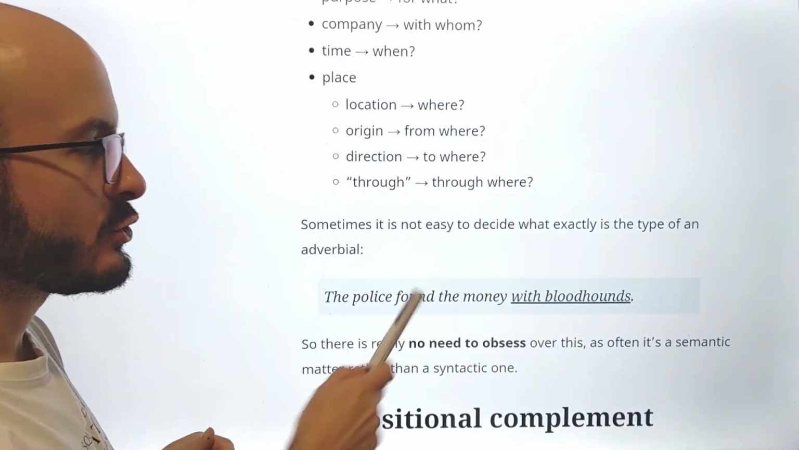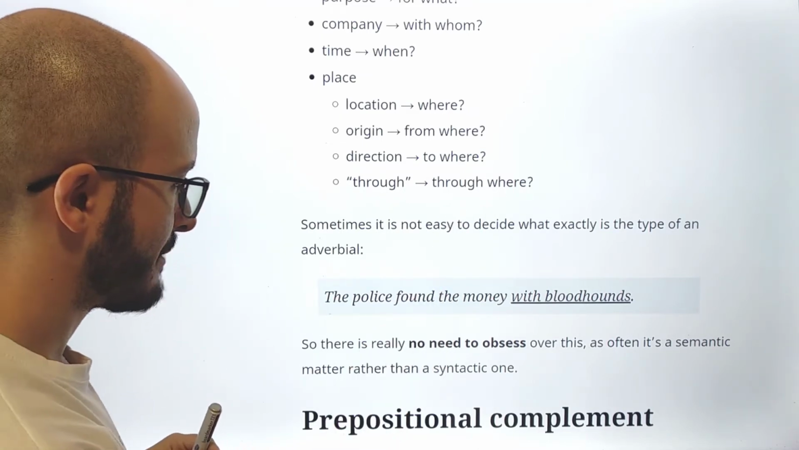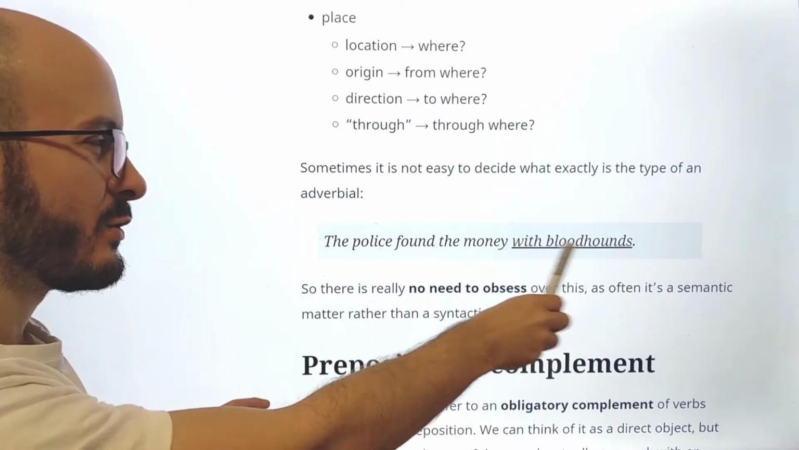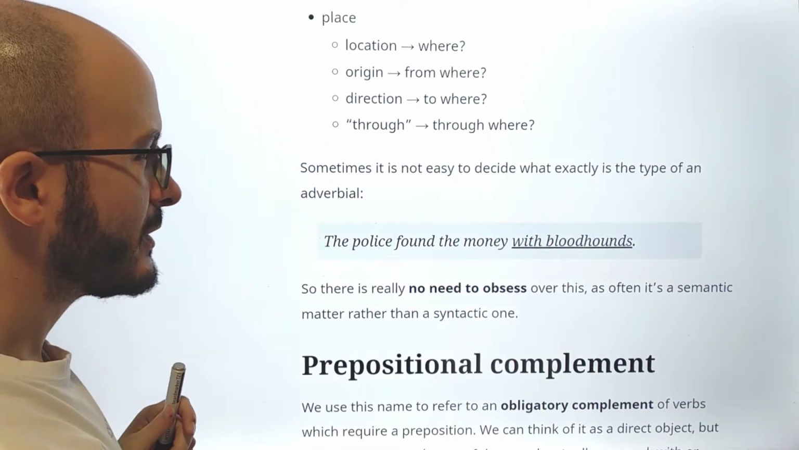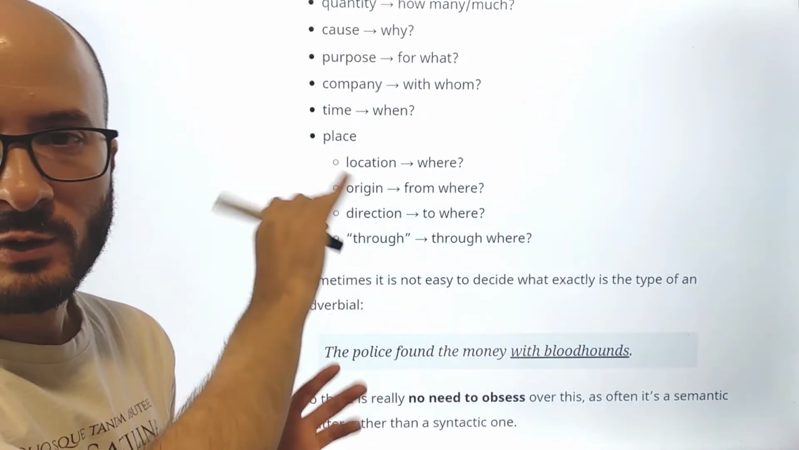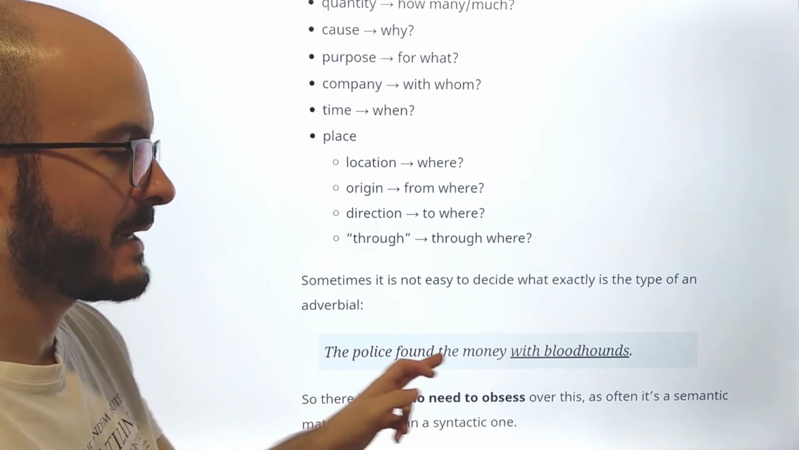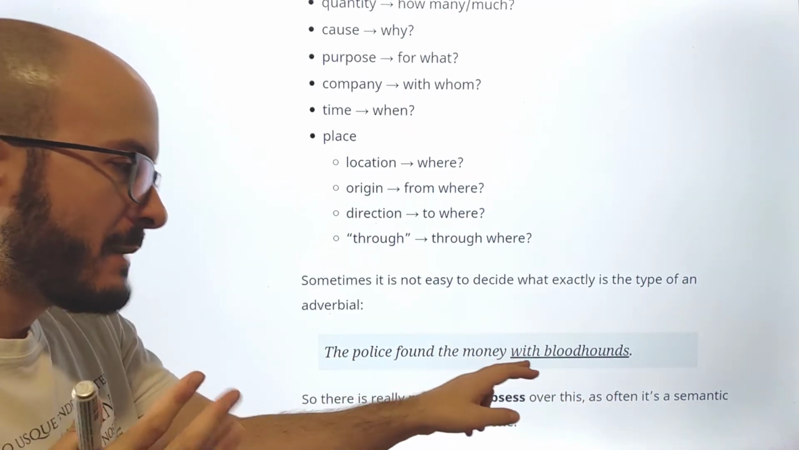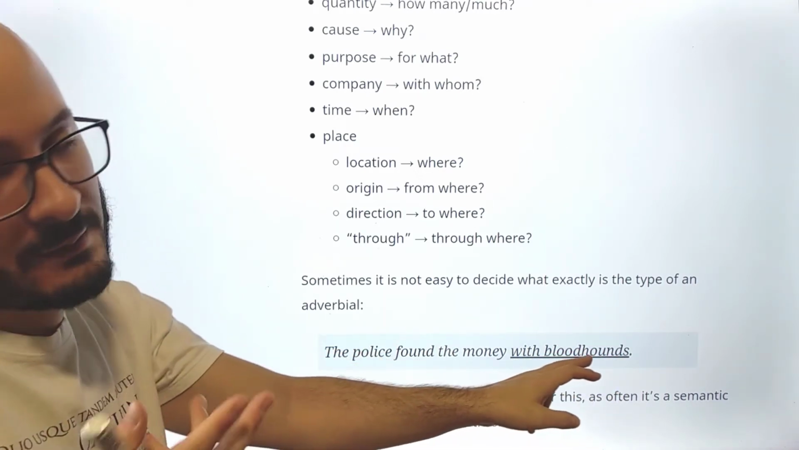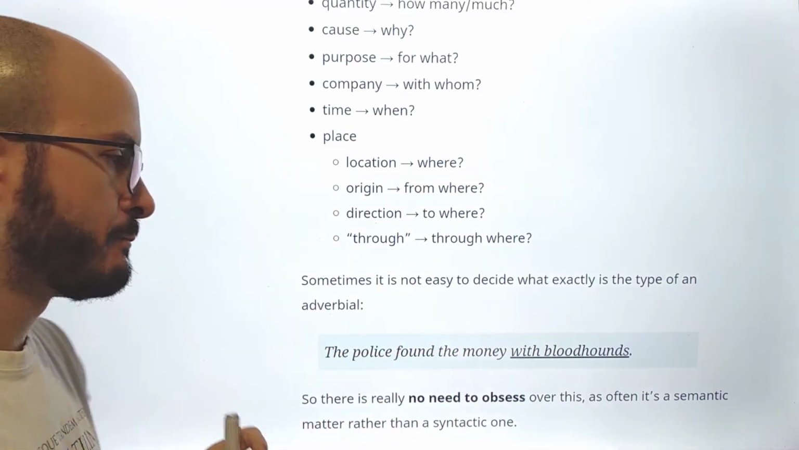Sometimes it is not easy to decide what exactly is the type of an adverbial. For example, the police found the money with bloodhounds. So this "with bloodhounds," what is it exactly? Because it could be instrument: with what did the police find the money? With bloodhounds. But maybe it could also be company. I mean, bloodhounds are not exactly whom, but it could also be company.